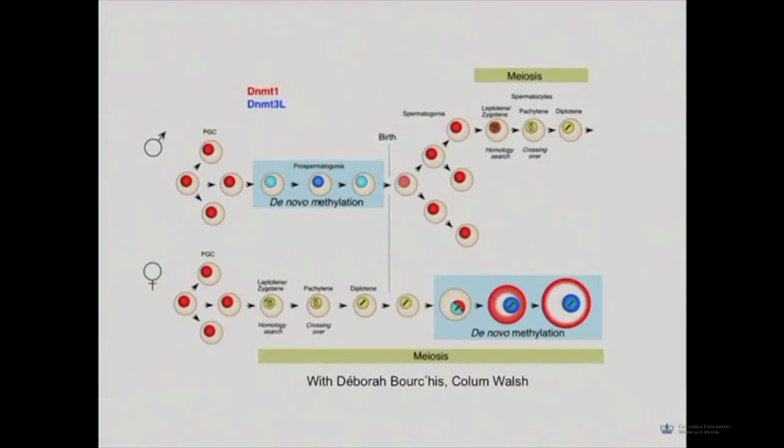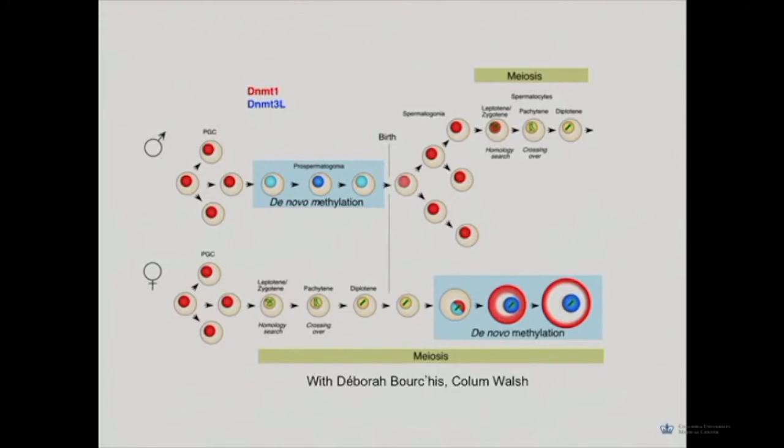There's striking sexual dimorphism in the timing of de novo methylation in male and female germ cells. In female germ cells, de novo methylation takes place in the growing oocyte, which is arrested in meiosis 1. So the methylation patterns are established shortly before ovulation. On the male side, they're established in prospermatogonia around the time of birth and have to be maintained for hundreds of cell divisions prior to the cells entering meiosis.